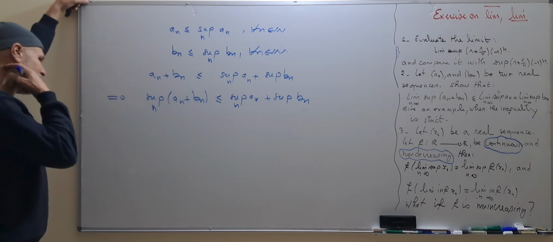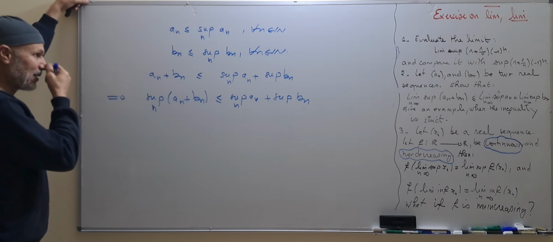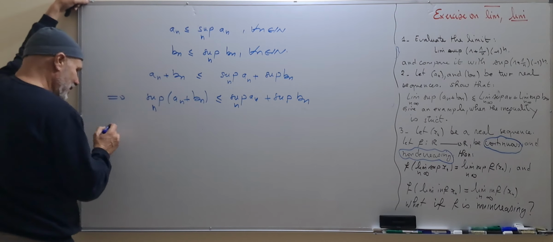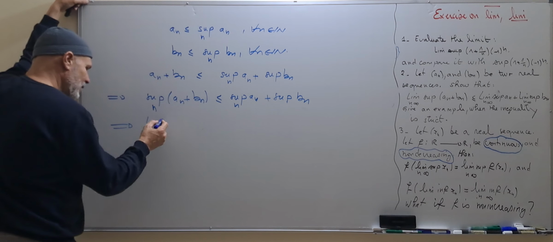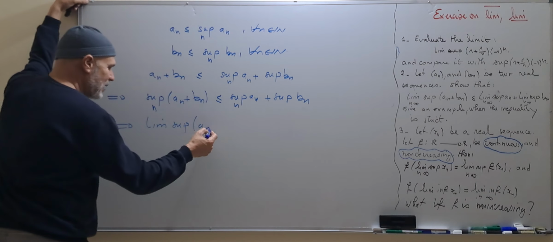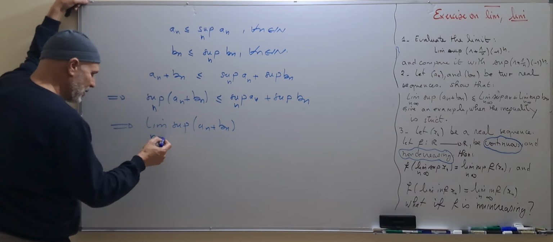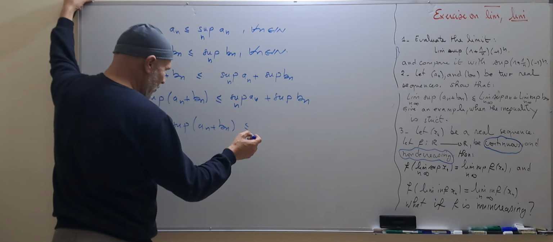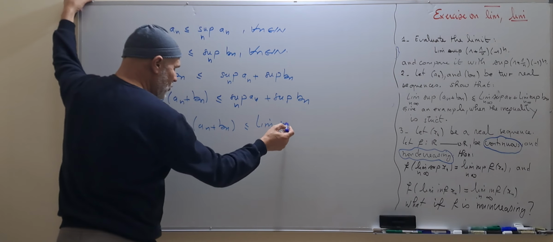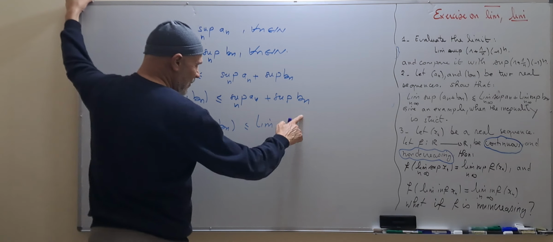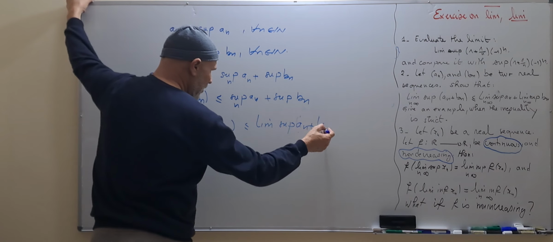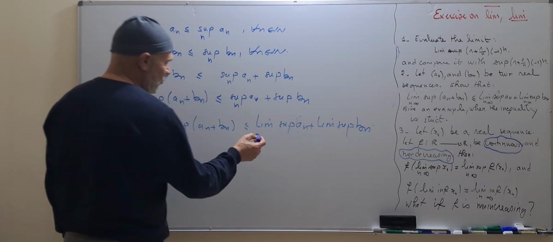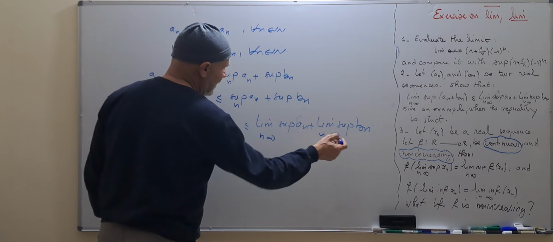If we take the limit, we will get here the limit sup of a_n plus b_n when n goes to plus infinity is less than or equal to the limit sup of a_n plus the limit sup of b_n, when n goes to plus infinity.